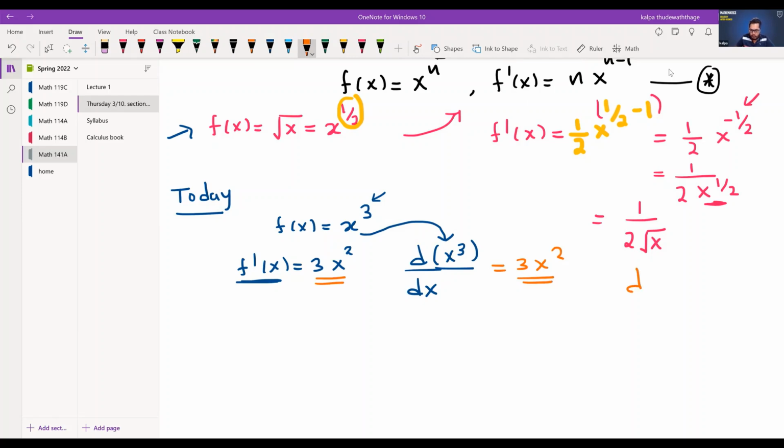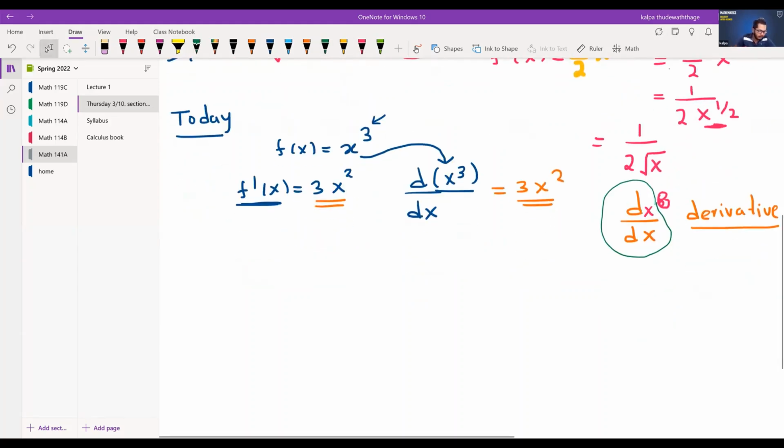So d over dx is like a derivative function. Derivative and differentiate, both names are used interchangeably; they are synonyms. This is just an operator like a function. If you want to differentiate x to the power 6, you put x to the power 6 here. If you want to differentiate x to the power 8, you put x to the power 8 here. That's it. It's another notation.